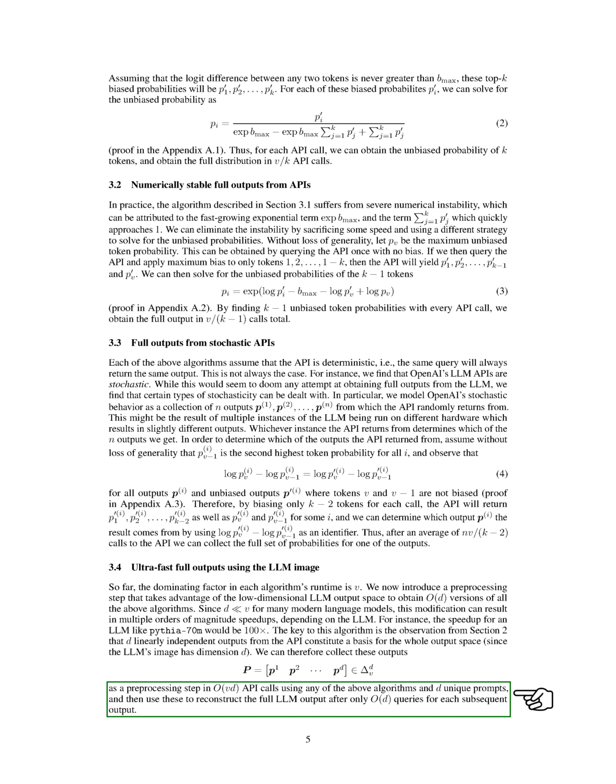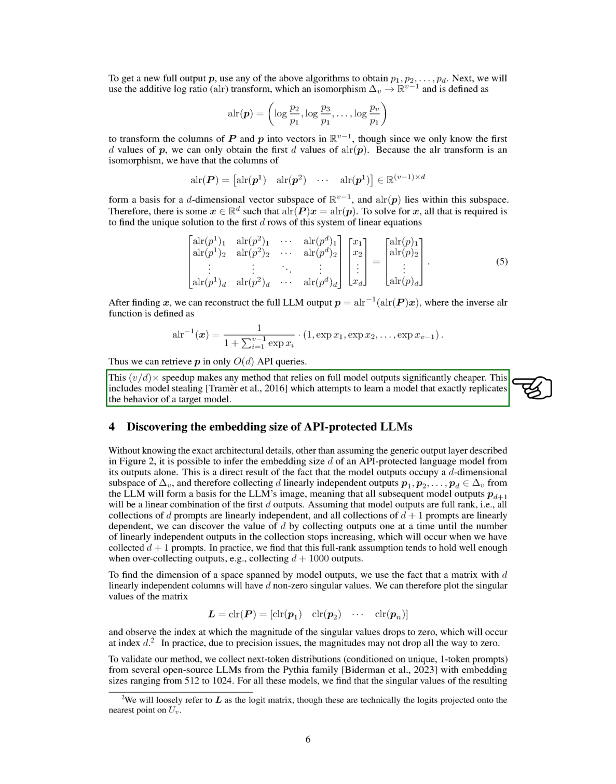To determine the embedding size of API-protected LLMs without detailed architectural information, we can collect linearly independent outputs from the LLM to form a basis for the LLM's image. By observing the singular values of the resulting output matrix, we can identify the embedding size of the model. This method has been validated on various LLMs, including a popular API-protected model, GPT-3.5 Turbo, where we estimated the embedding size to be around 4,600 to 4,650.